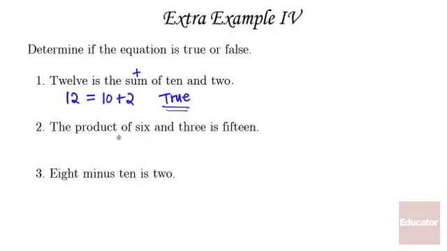Number 2, the product of 6 and 3 is 15. Product means you're going to be multiplying. So 6 and 3. Now remember, if you're going to multiply two numbers, the best way to write that is to write them each in parentheses. So 6 and 3 equals 15. 6 times 3 we know is not 15, so this one is false.